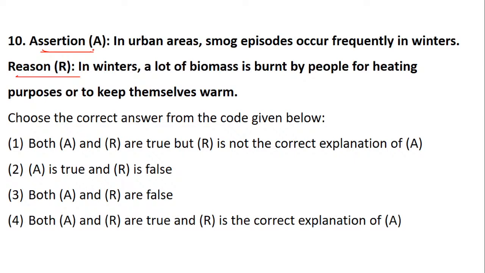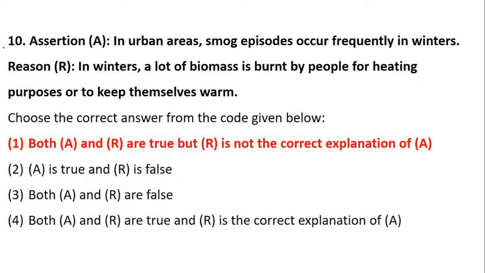Fine. Now here if you see, all mixed answers are coming for this question. So let's see what exactly it is. When we talk about the assertion, in urban areas smog episodes occur frequently in winters, and the reason they have given is that in winters a lot of biomass is burned by the people for the purpose of heating as well as for keeping themselves warm. From this given question, both statements individually are correct. But the reason that in winter a lot of biomass is burned, and because of that smog occurs, is not a correct explanation.